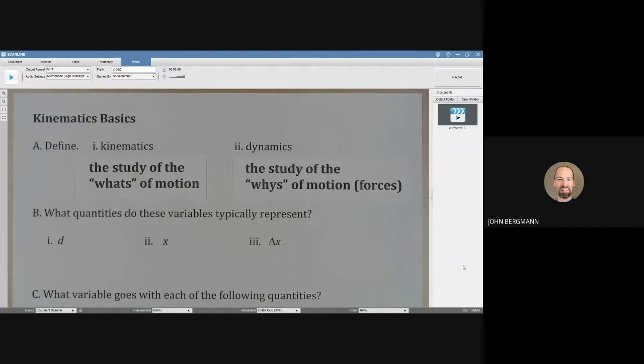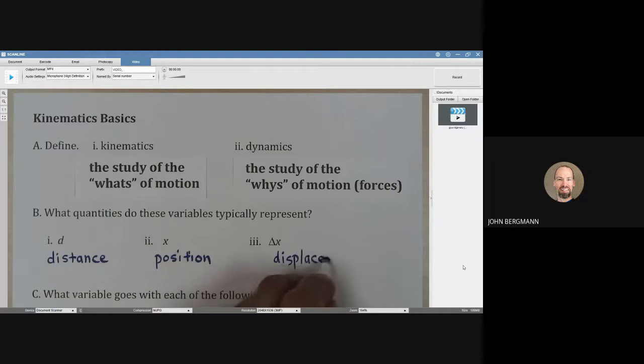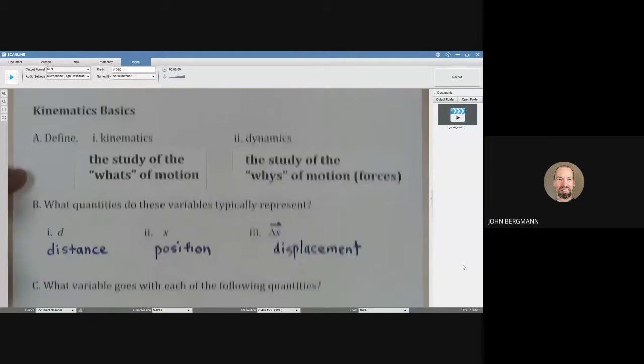Letter B, what quantities do these variables typically represent? D often represents distance. X often represents position. And delta x is a change in position, which is displacement. There are other variables, of course, that you could use for these, but those are typical. And sometimes displacement being a vector, we haven't talked about vectors, but often there will be a little arrow over a vector. So sometimes you'll see that.